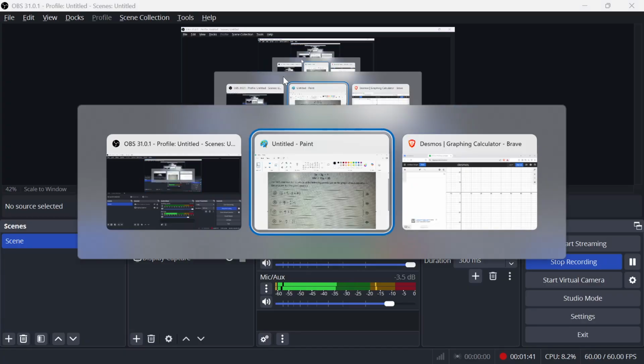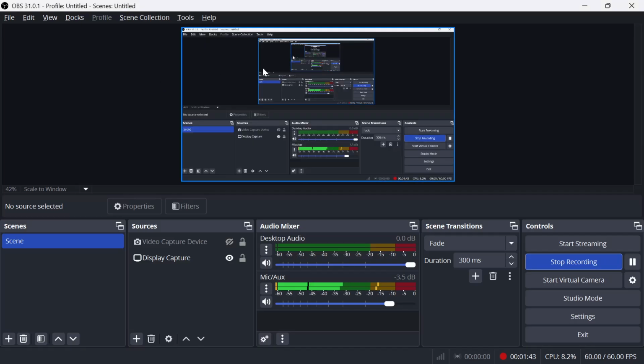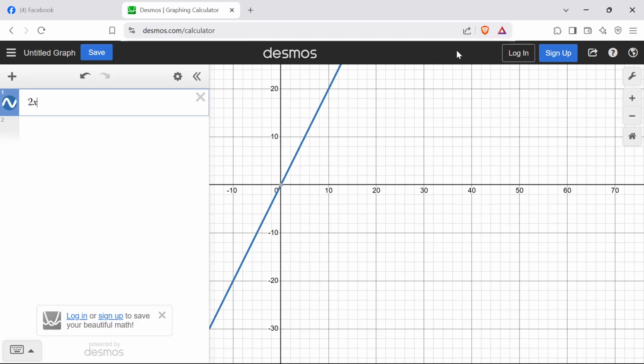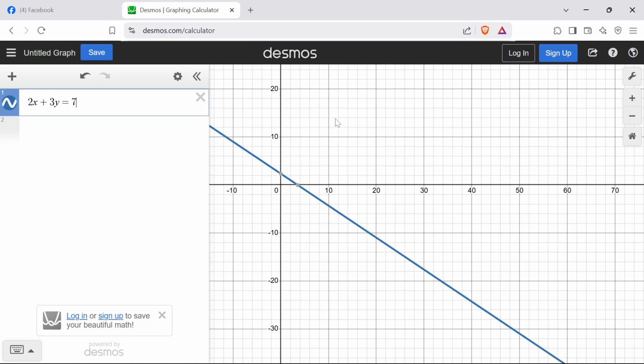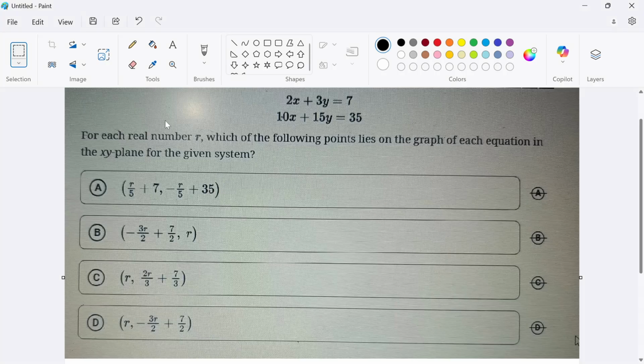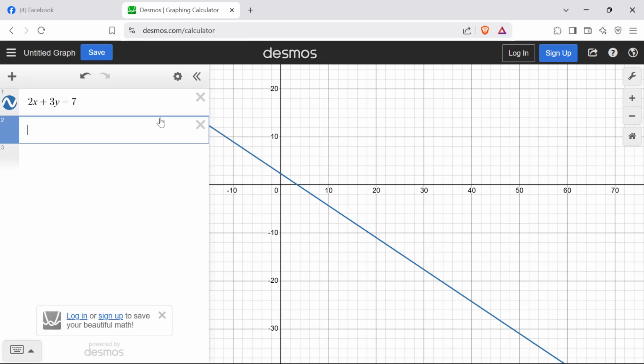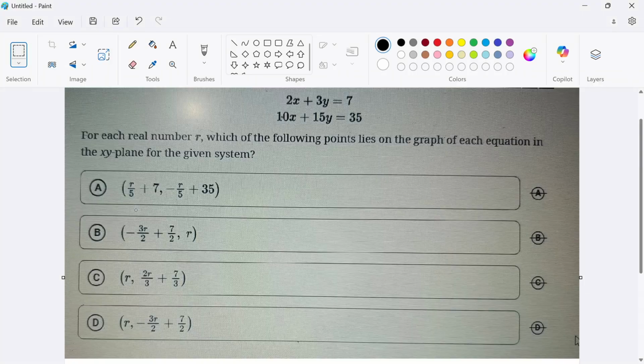But on this one, I may have to try more than one number. Let me check this out. 2x plus 3y equals 7. And then the next equation is 10x plus 15y equals 35. So the first thing I notice is that those two lines are the same line. Okay, terrific.